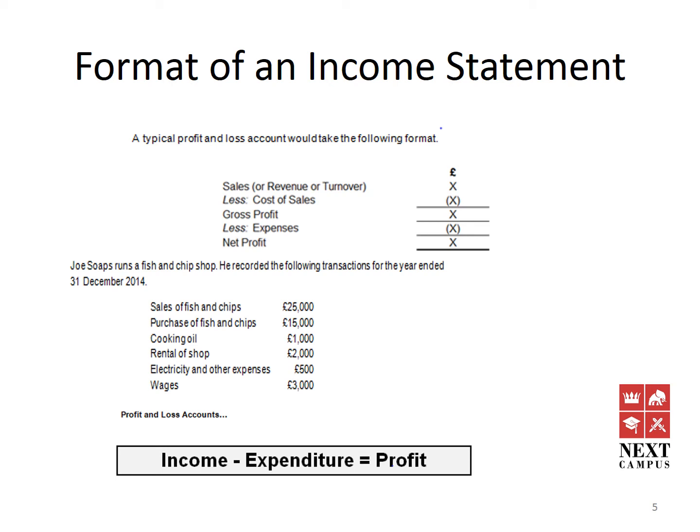So how do you prepare it? First of all, get the top line, sales 25,000. Then minus the cost of the goods sold. So purchase of fish, minus 15,000, minus cooking oil 1,000. Then you will get the gross profit. From that, reduce all other expenditure. That means rental of the shop, electricity and other expenditure as well as wages. Then you will get the profit and loss of the business.